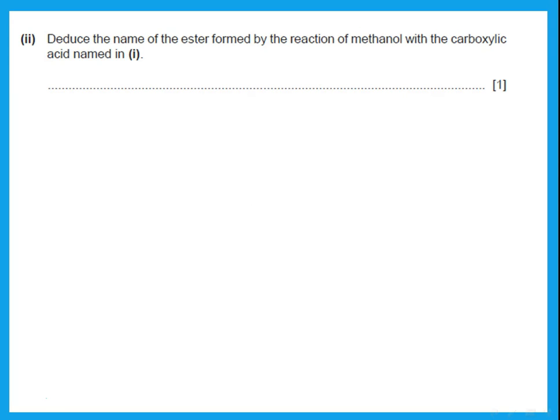Okay, deduce the name of the ester. Remember how to make esters? We said to make esters, we start with acid and alcohol. So here he's saying I want an ester between methanol and the carboxylic acid that we just talked about, which was methanoic acid. So if I have methanol and I want to react it with methanoic acid, how do we draw the ester? We draw the acid first but skipping the OH, and then instead of the OH of the acid I put the O and the rest of the alcohol. So I remove an OH from the acid and an H from the alcohol. So this is my product.